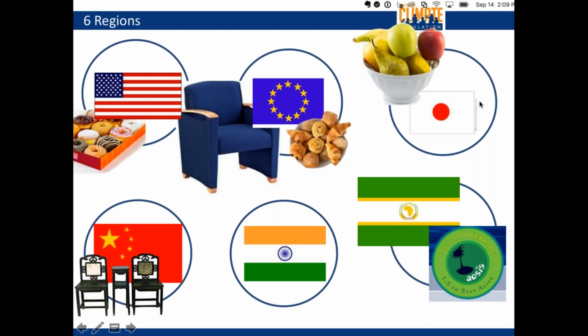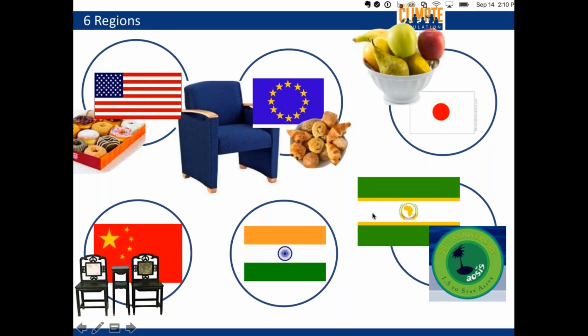So here, what you're looking at is the 6 different groups. In the 6 region mode, you have the United States, you have the European Union, then you have a group of all the other developed countries beyond the US and the EU, Japan, New Zealand, Russia, etc. And then you have a group that plays China, a group that plays India, and a group that plays all of the other countries, much of Africa, Asia, the small island nations, etc.